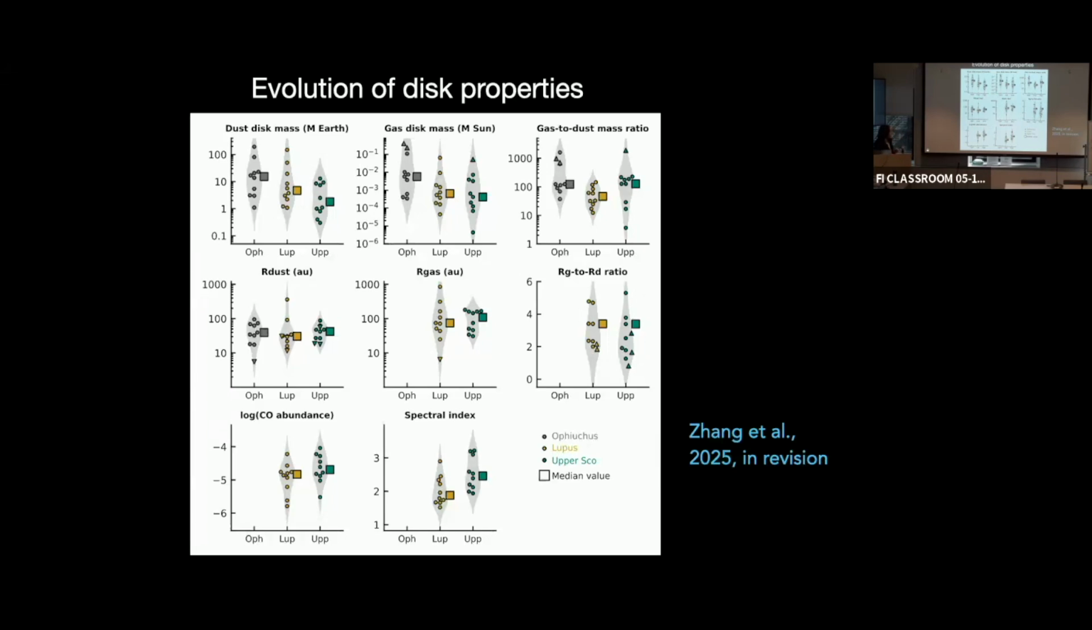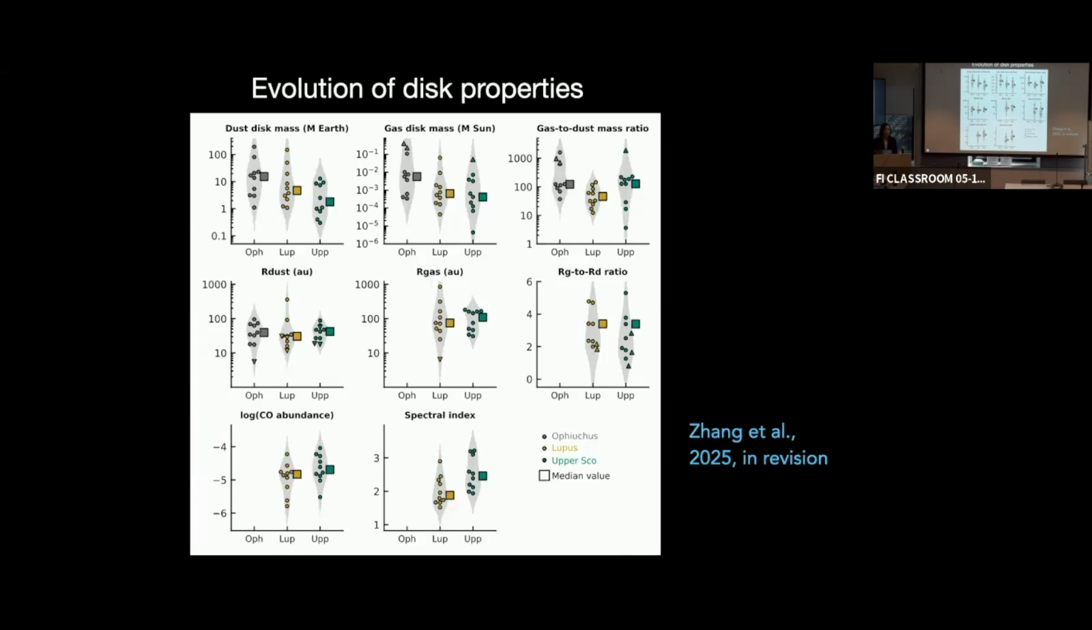And finally, we have the spectral index, which is how the continuum flux changes with wavelength, often used as an indicator of the maximum dust size in those disks. So you see Upper Scorpius has a significantly larger median spectral index compared to Lupus. That's an indicator that for the bulk of Upper Scorpius, the dust particles we are seeing seem to be smaller in size compared to Lupus. Okay, so those are the observational properties we measure from the program.